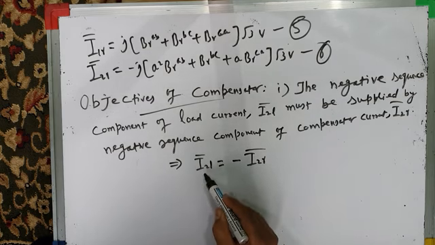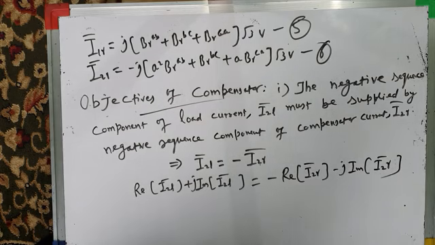Now this load component will have a real part as well as a reactive, imaginary part. So real part of I2L plus j times imaginary part of I2L should be equal to minus real part of I2 gamma minus j times imaginary part of I2 gamma. So the compensator should supply both the real component and the reactive component of the negative sequence current. This is the first objective.